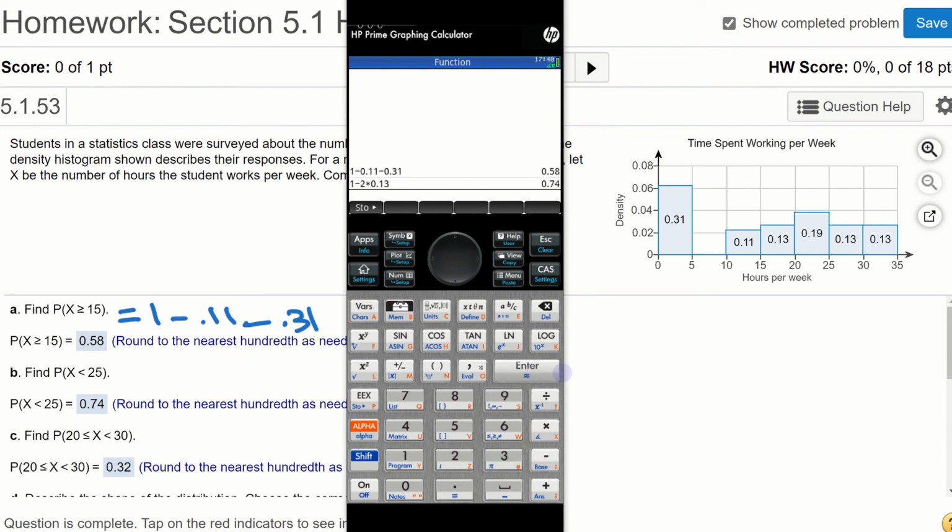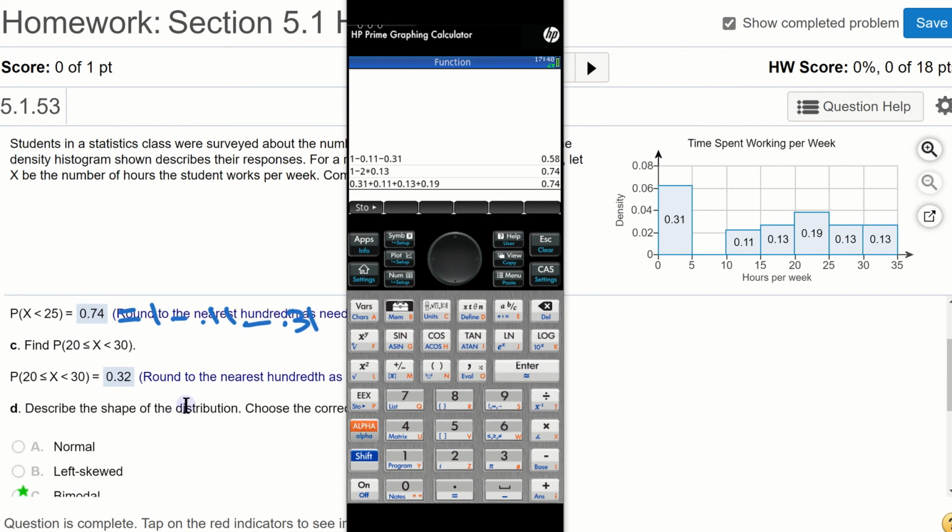Of course, remember, you could have done 0.31. You could have added all of those. That would have worked too, right? Because that would be less than 25. So 0.31 plus 0.11 plus 0.13 plus 0.19, right? And we get the same answer, of course. It's just more efficient to do it the other way.